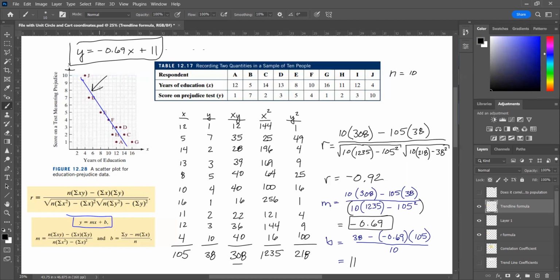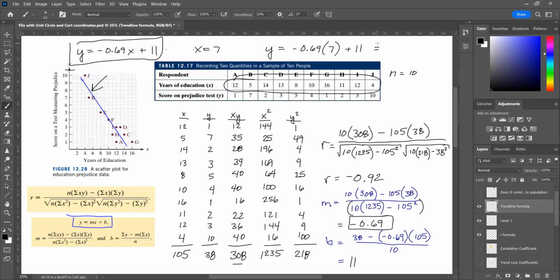through our data points. Now I asked you, what would the score be for somebody with 7 years of education? Looking at the data points, we don't have a 7 there anywhere. But we have the equation of a line. So what we want to do is say, well, then years of education, which is the x value, would equal 7. So what would this equation be if x was 7? Well, y equals negative 0.69 times 7 plus 11.